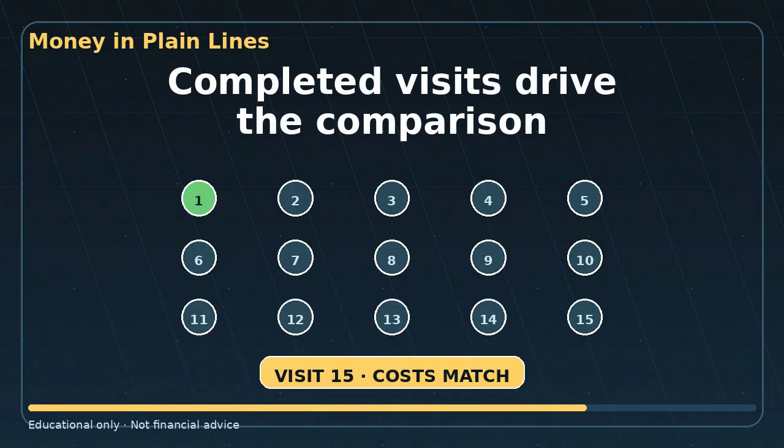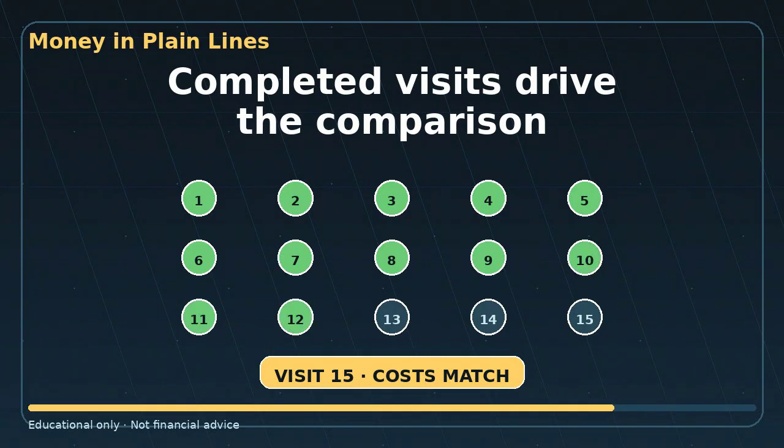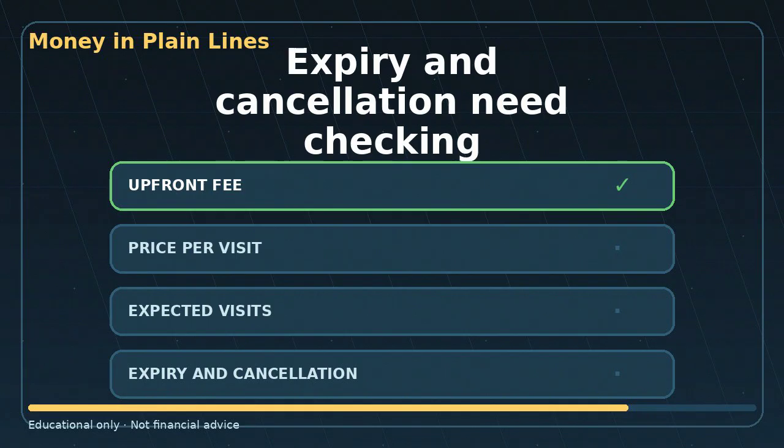Terms can also change the arithmetic. A membership may expire, exclude popular sessions, restrict booking times, renew automatically, or apply cancellation charges. Drop-in prices may vary too. If unused visits cannot carry forward, the relevant count is completed eligible visits before expiry, not the number Tarek intended to book. The visible checklist therefore keeps the fee, visit price, expected attendance, expiry, and cancellation rules separate.